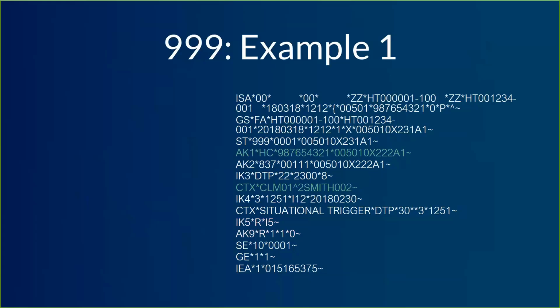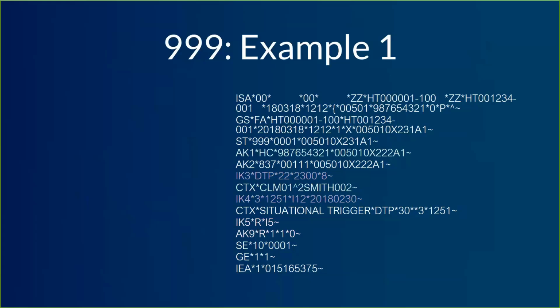Okay, so now we know it was rejected and we know which file was rejected. Let's figure out what happened. For that, we're going to be looking right here at the IK3 and the IK4. I'm going to have you focus on a couple different places in here. The IK301 is going to be the segment code for the segment in error. So DTP. We learned a little bit earlier that DTP means date time period. So there's a problem with a date.